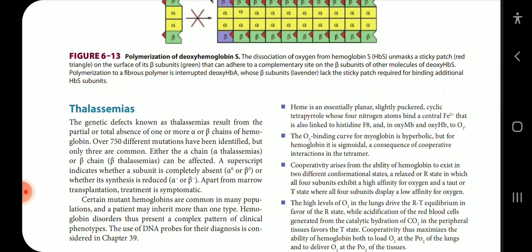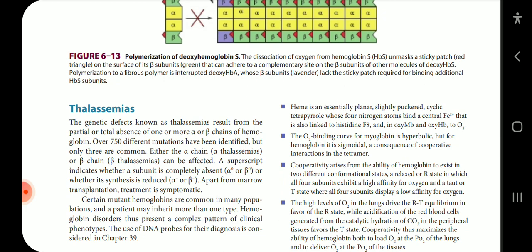Coming on to thalassemias. The genetic defect known as thalassemia results from the partial or total absence of one or more alpha or beta chains of hemoglobin. Over 750 different mutations have been identified, but only 3 are common. Either the alpha chain, alpha thalassemia, or the beta chain, beta thalassemia, can be affected.